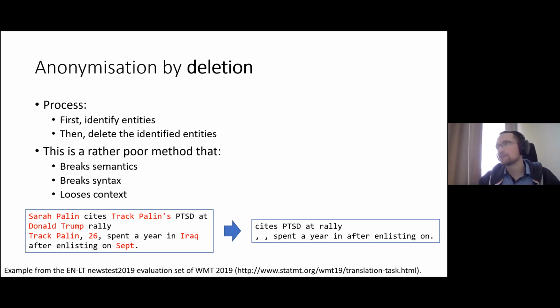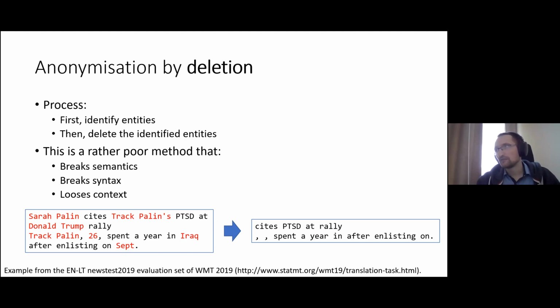So first, let's look at deletion. So the process is very simple. We identify entities and then we delete those entities. Here you see an example of news text, which is anonymized in this way.